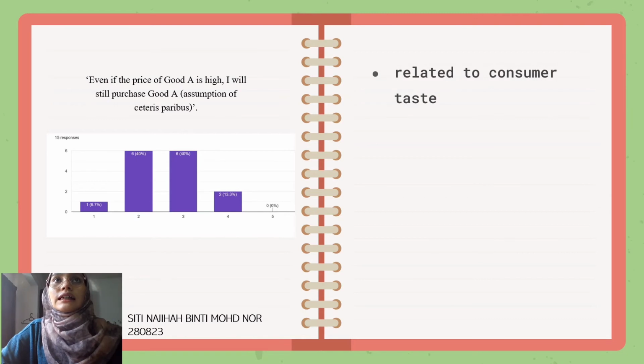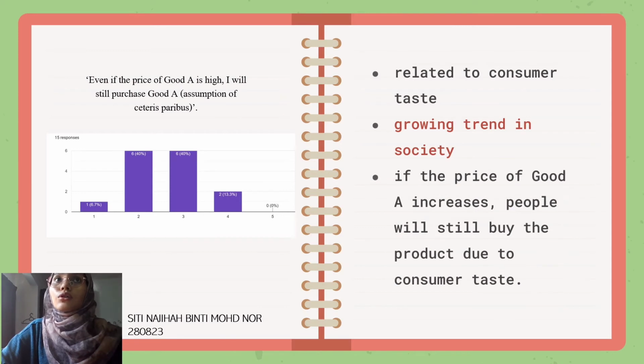Besides, 40% of the respondents gave a moderate rating, and 13.3% of the respondents agreed to buy good A despite the high price. This could be related to consumer taste, which is closely related to the growing trend in society. In other words, even if the price of good A increases, people will still buy the product due to consumer taste.